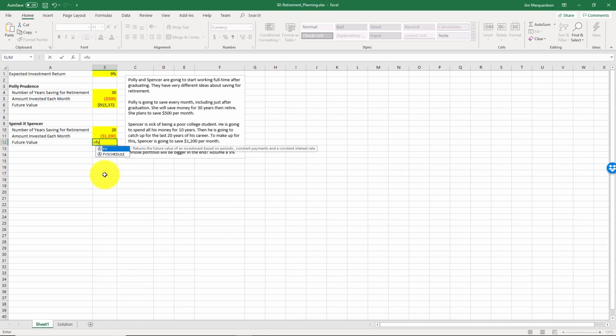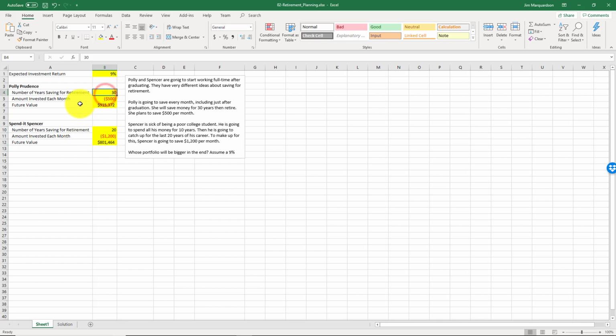So let's do our future value formula again. We're going to take this rate divided by 12 again, number of periods times 12. The payment will be that negative $1,200. And we don't have to worry about the present value either. We'll assume Spencer is starting off at 0 as well. Spencer has over $100,000 less money. So that's no good for Spencer. Overall, he's had to invest more money, and he's getting less out of it because he's starting later in life.